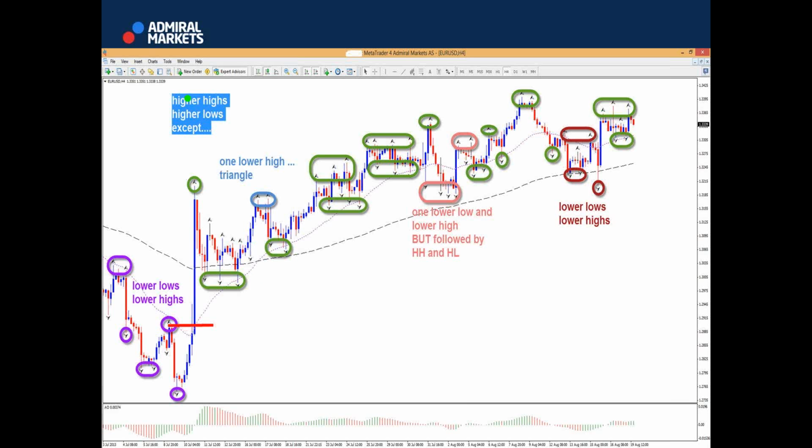Now, here, if you group them together, you can obviously see that you have that continuation to the upside, except here, which means that we had a bit of a triangle, right? In that case, because what happened here, we had a lower high, but we also had a higher low, and then we finally broke out to make the higher high and continue with that upside.